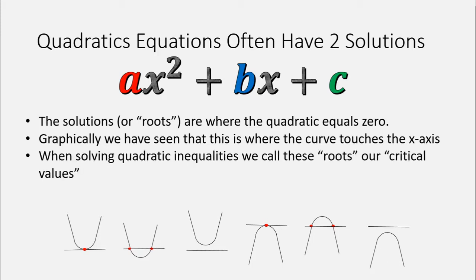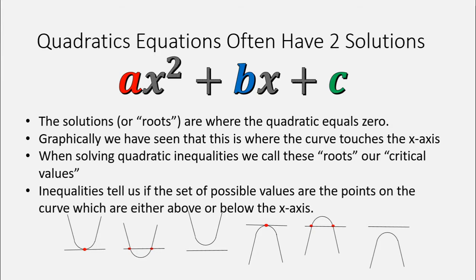When solving quadratic inequalities, we call these roots our critical values. Remember, when we're solving an inequality, we don't have a single answer. We have a range of possible values. Inequalities tell us if the set of possible values are the points on the curve which are either above the x-axis or below the x-axis.